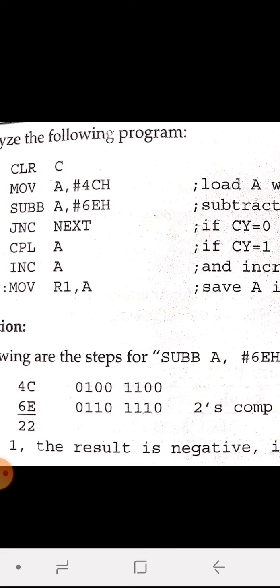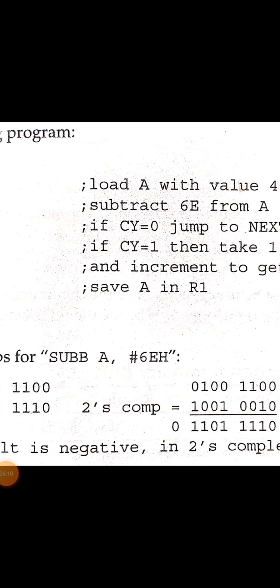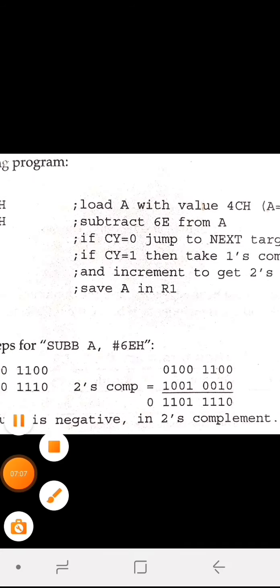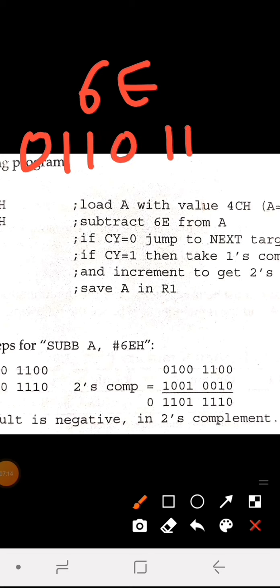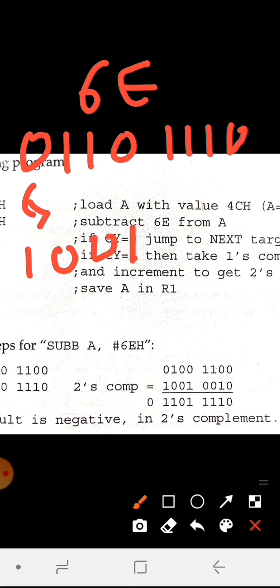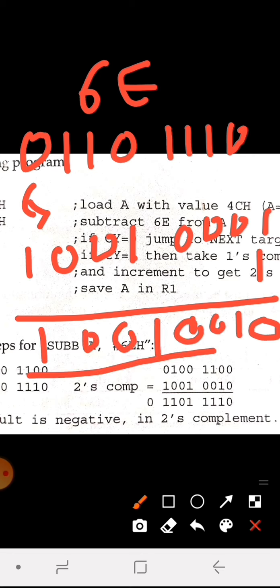So this is the representation of 4C and 6E. So what we have to do, we have to take the 2's complement of 6E now. So 6E is 0 1 1 0 1 1 1 0. Take the 1's complement first, then add 1 to this. So 1 0 0 1 0 0 1 0. So this is the 2's complement of 6E.